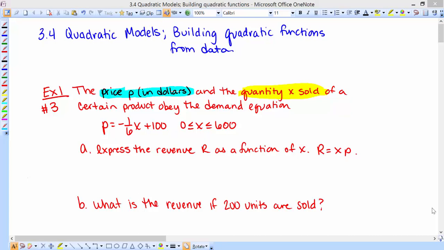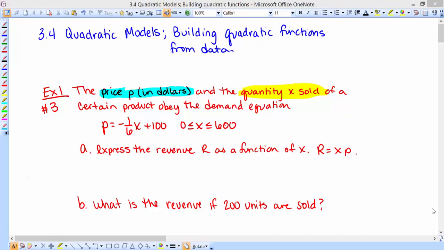3.4 Quadratic models, building quadratic functions from data. 3.4 is very, very similar to 3.3 in that you will be finding vertices. The difference is now you're going to have to build those equations, the quadratic functions, to use. And then we will be finding maximum and minimum values based off of maybe a business type of a problem, a projectile in motion type of problem.